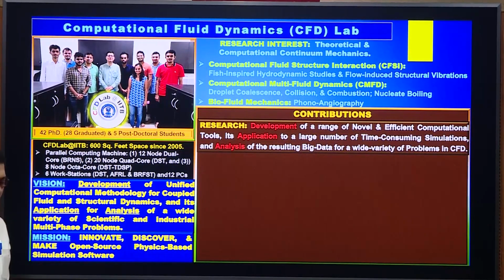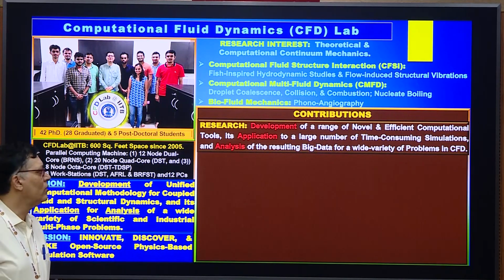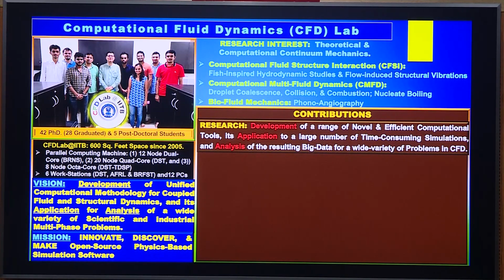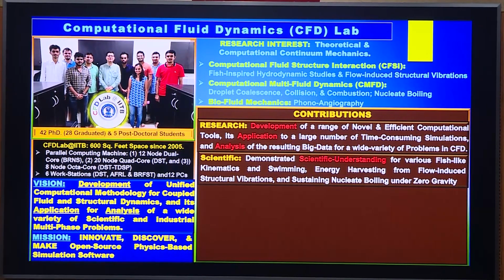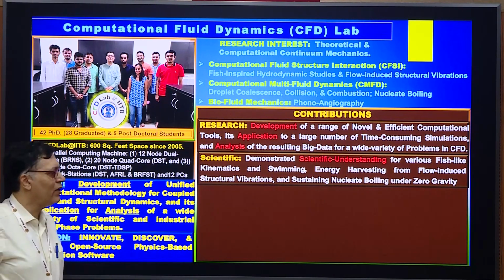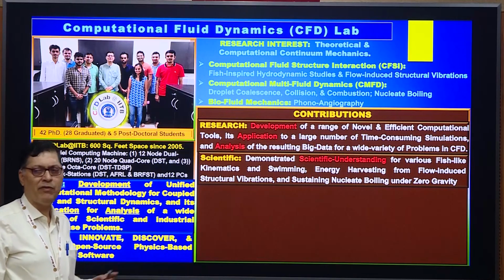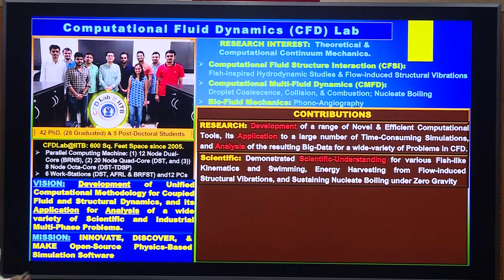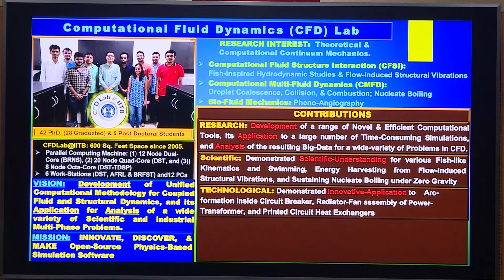So the contributions are from the development of a range of novel and efficient computational methodologies and tools, their application to a large number of simulations, and analysis of the resulting data. We have demonstrated scientific understanding for fish-like kinematics and swimming, energy harvesting from flow-induced structural vibration, and we have also worked on sustaining nucleate boiling under zero gravity. We have a patent on one of the designs which we have proposed in this study.